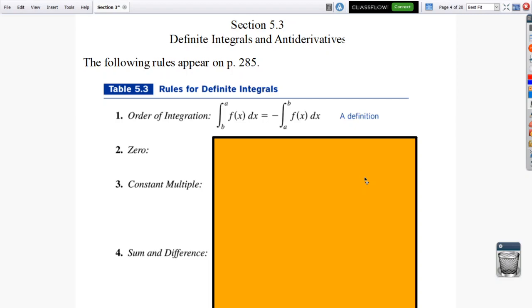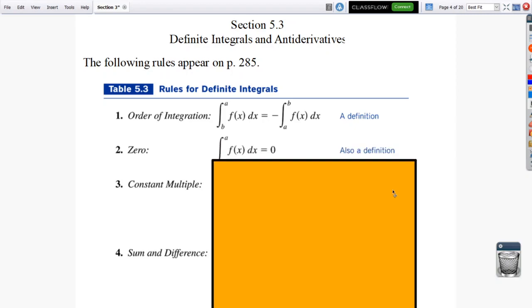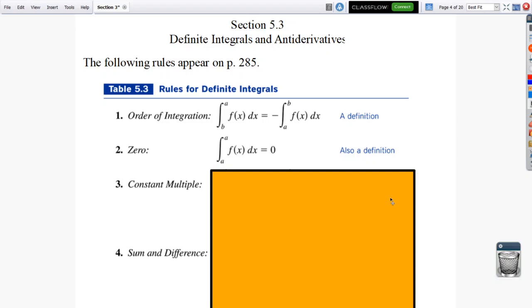Next one we have is the zero rule for definite integrals. So the zero rule just talks about taking the integral from a number to itself. If we're talking about that, we have zero width to the area. So we have zero area there. The integral from any number to itself of f of x dx is equal to 0. So the integral from a to a of f of x dx is equal to 0. Again, that is a definition.